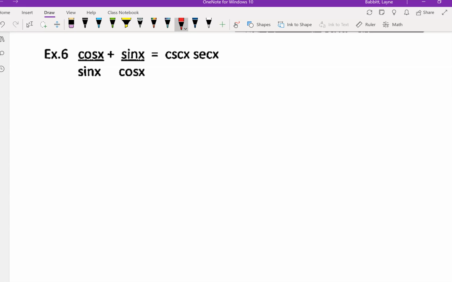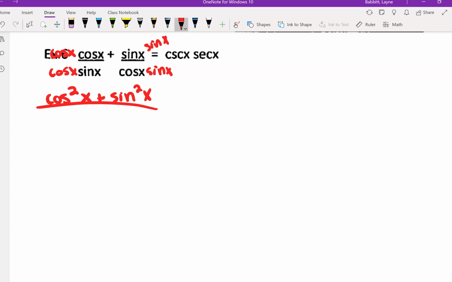So we need these two to have common denominators. This one's going to need a cosine on the denominator. Whatever I do to the bottom, I do to the top. This one's going to need a sine on the denominator. Whatever I do to the denominator, I do to the top. All right. So when I multiply these together on top, this is going to be cosine squared x plus sine squared x on top. And then my denominator is just going to be sine x times cosine x.